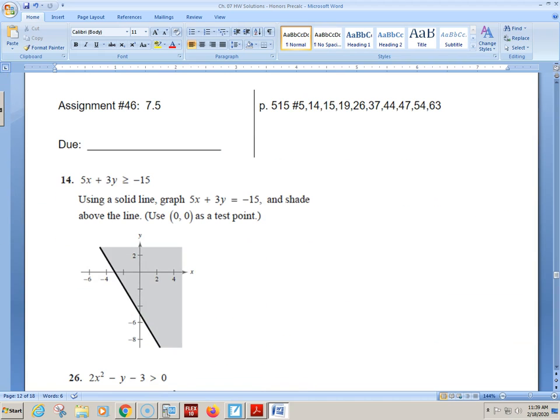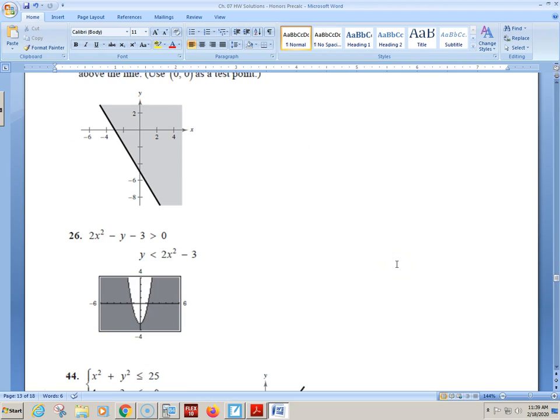Yeah, I know, I hear you. He's solid, because we're equal to, and he's above, because he's greater than. You can do this on your calculator. In some ways it messes up your calculator, just be forewarned. But yeah, you can, or you can just see, wait a minute, it's less than, don't you just shade below?